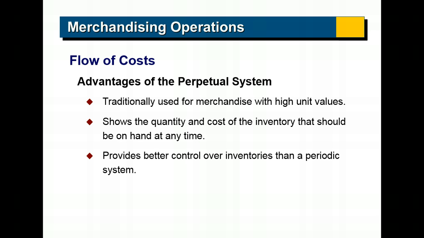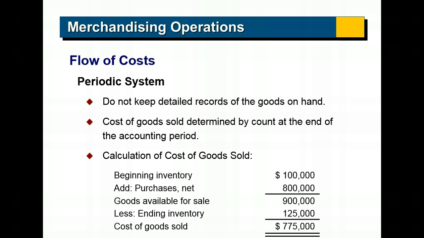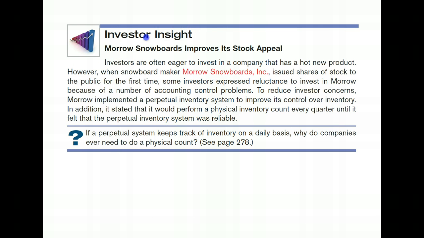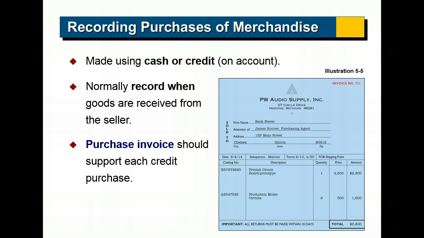What are the advantages of a perpetual? Shows the quantity and cost of the inventory that should be on hand at any time. Now, a perpetual system really is needed when you've got big buck items, to keep track of them. It ultimately provides better control over inventories than a periodic system. You always know what's on hand. So, how do we record this?